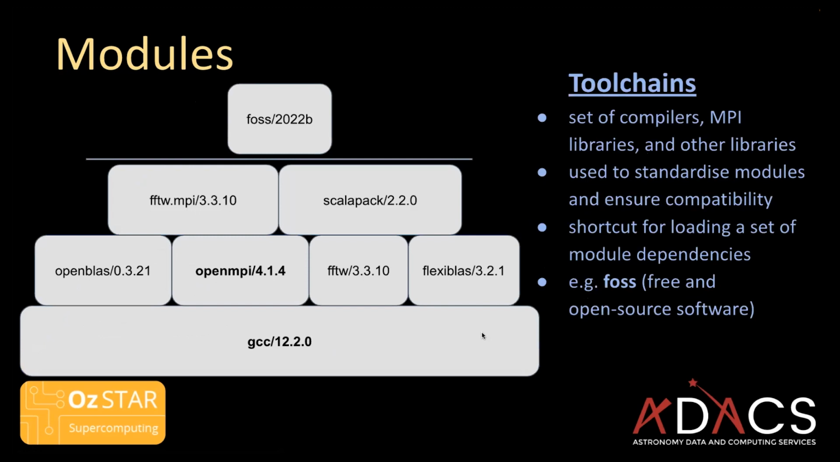So here's an example. This is a toolchain called FOSS, which stands for free and open source software. And a toolchain is basically a set of compilers and an MPI package and a bunch of other libraries that standardize building other software dependencies. So as a user, it really just appears as a shortcut for loading a chain of these modules all at once. Here you can see that the FOSS 2022b toolchain consists of the GCC compiler at the bottom, followed by an OpenMPI and a bunch of other compiler-dependent modules like OpenBLAS and FFTW. And then on top of that, there are some MPI-dependent modules like ScaLAPACK and the MPI version of FFTW.